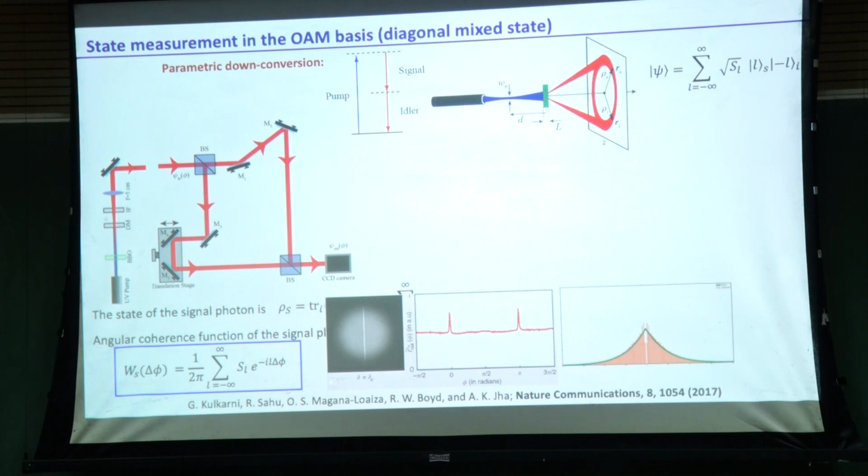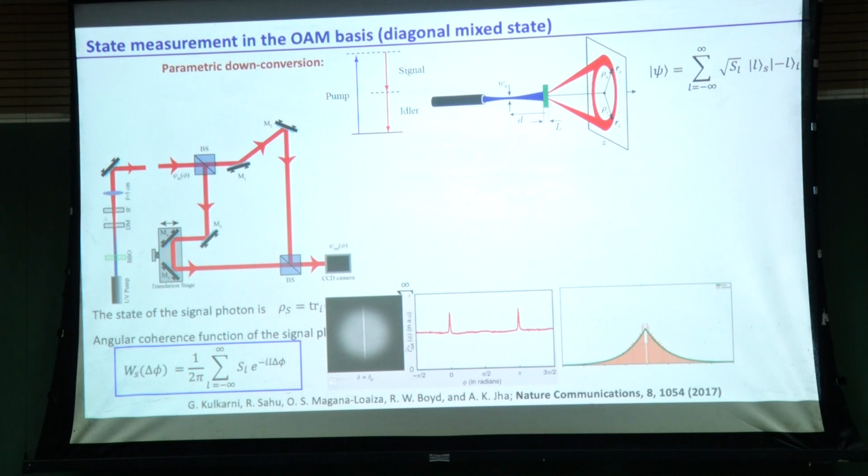I'm just looking at the OAM spectrum of one of the photons that is actually emitted. And this is a very natural process. This is a nonlinear optical process. One photon gets absorbed, two are emitted. One goes this way, one goes that. This is called signal, this is called idler. But it comes out with a lot of OAM content.